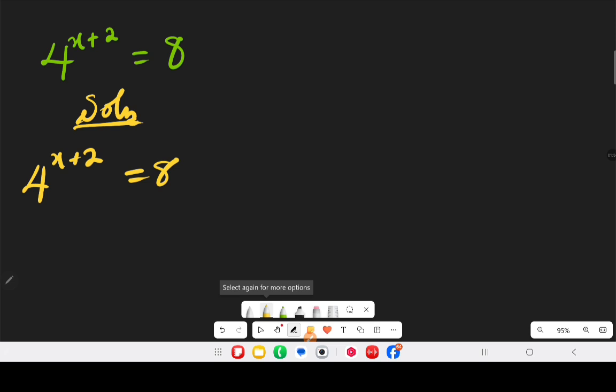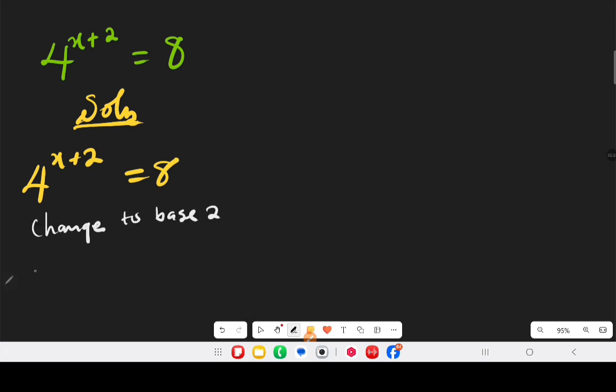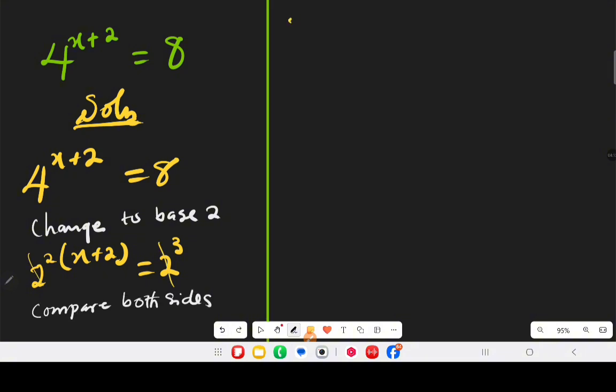First, we change both sides to base 2. If we change to base 2, we have 2 raised to the power of 2, which is 4, into x plus 2 equal to 2 raised to the power of 3. When you times 2 three times gives you 8. Then we compare both sides, which is 2 into x plus 2 equals 3.